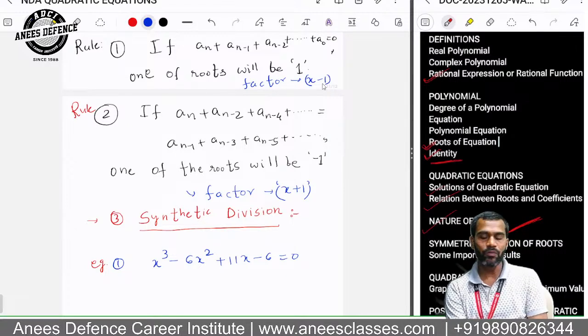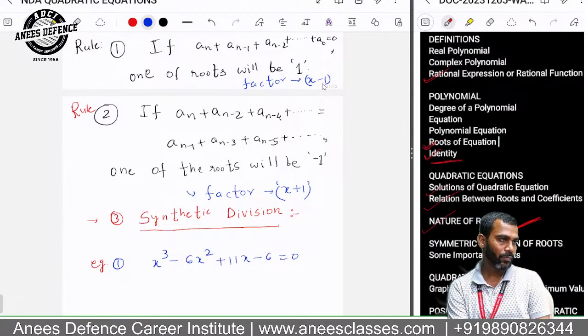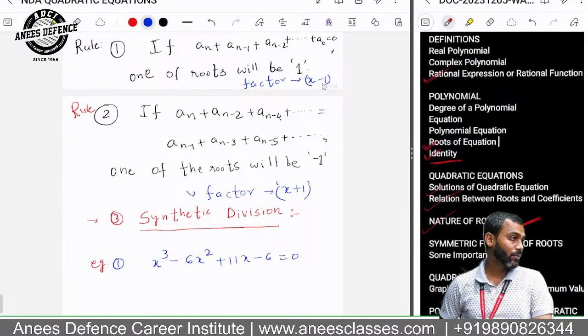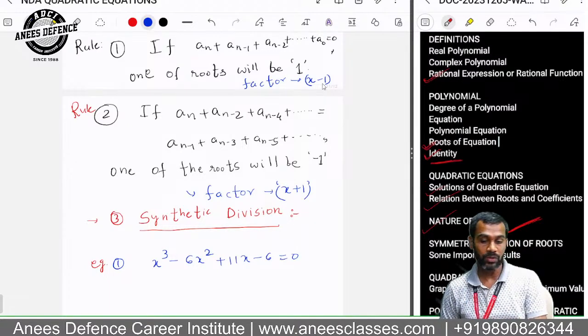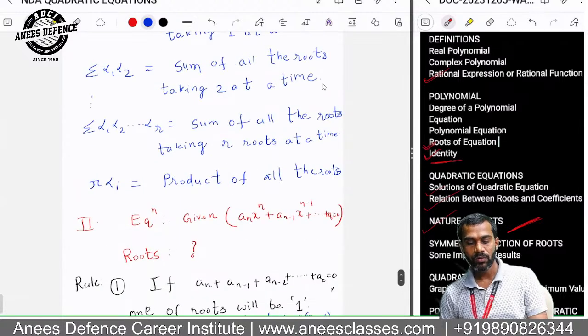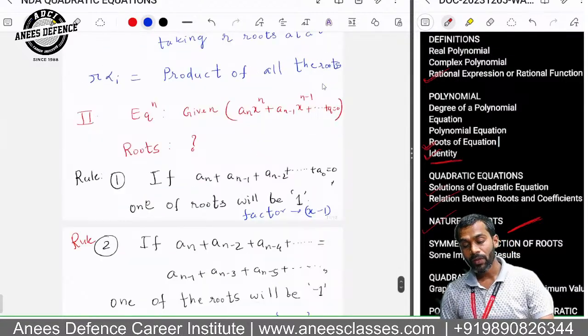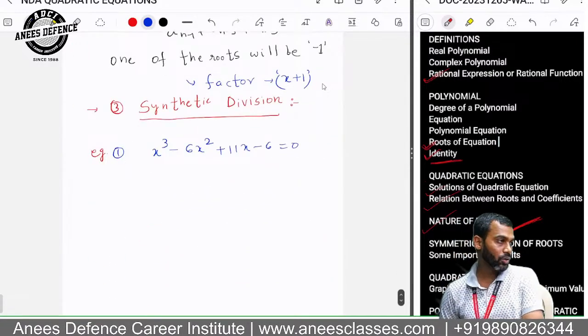Yes or no? Suppose both the rules are not followed. So what do we have to do? We have to check the factors of the constant term, which is generally the product of all the roots. If you have seen in type 1, that is basically a naught, if the coefficient of x raised to n is 1. So we find the factors of the constant term, which are the factors of the product of all the roots.